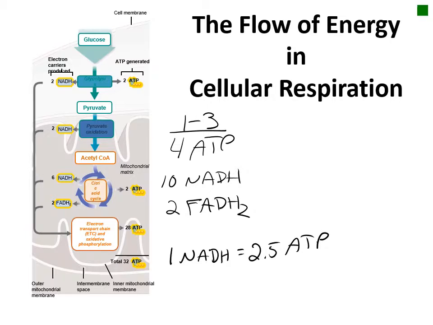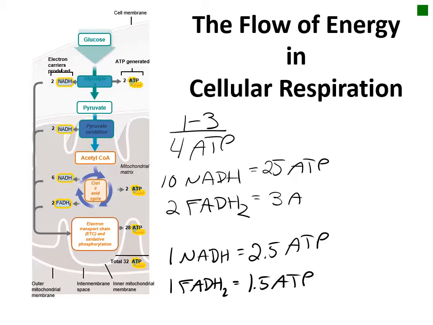Because FADH2 drops its electrons off at complex 2, it does not generate as much of a concentration gradient. So each FADH2 is equivalent to 1.5 ATP molecules. Using this information, we can determine that 10 NADH will produce 25 ATP through the electron transport chain, while 2 FADH2 will produce 3 ATP through the electron transport chain.